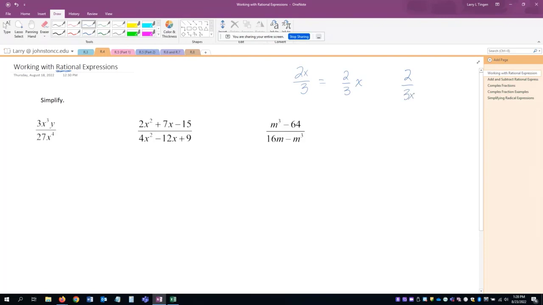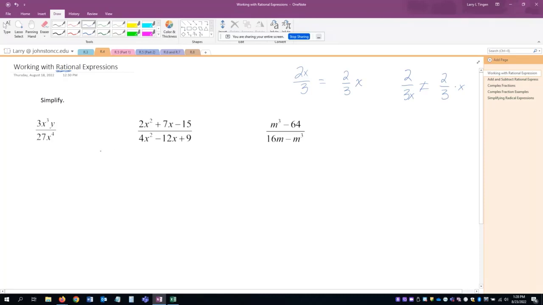If I have 2 over 3x, I can't do that. That's not the same. I can't pull that out. I can't pull the 2/3 out front or call that the coefficient because x is sitting in the denominator. So these are really mainly cases where there's a variable in the denominator.